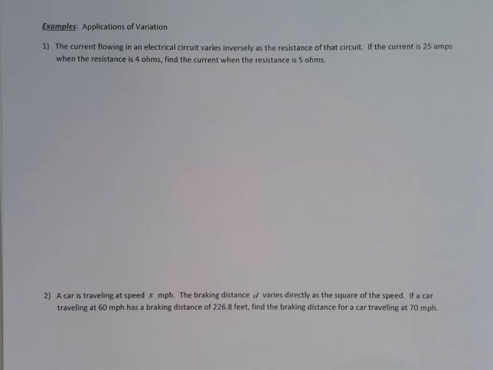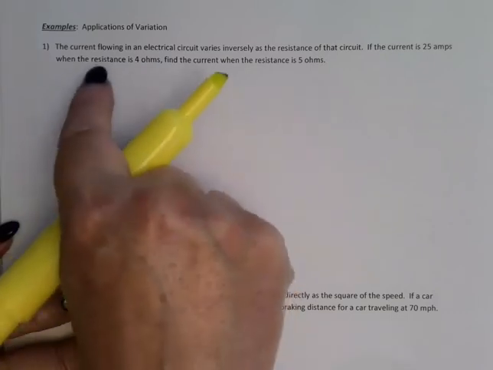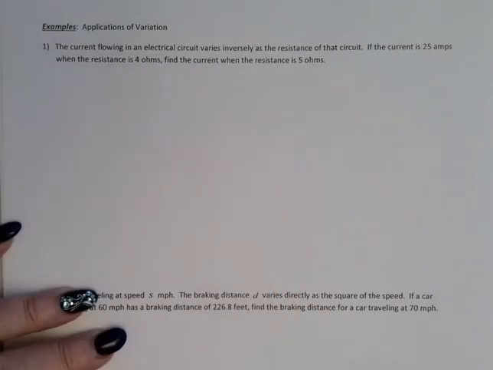This is section 4.6. It's really a continuation of part B. We'll continue to look at variation, but this time we'll put them into more applied situations. In problem 1, the current flowing in an electrical circuit varies inversely as the resistance of that circuit.